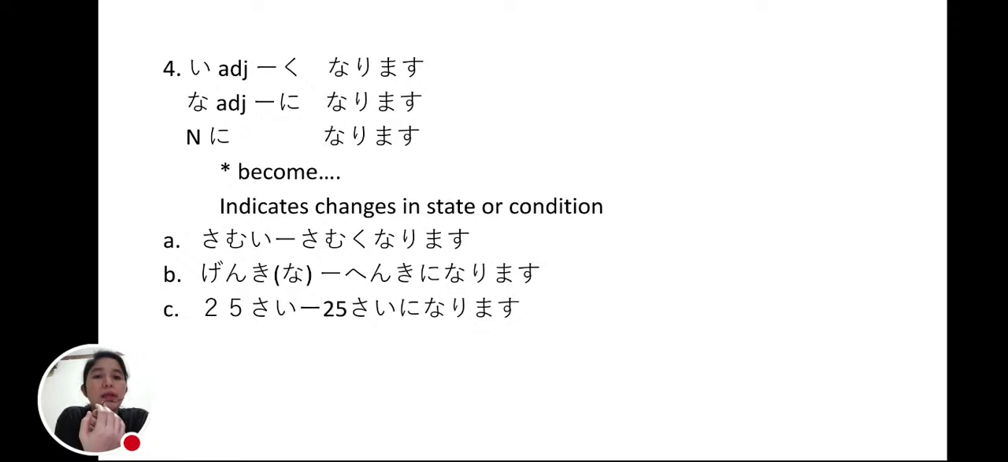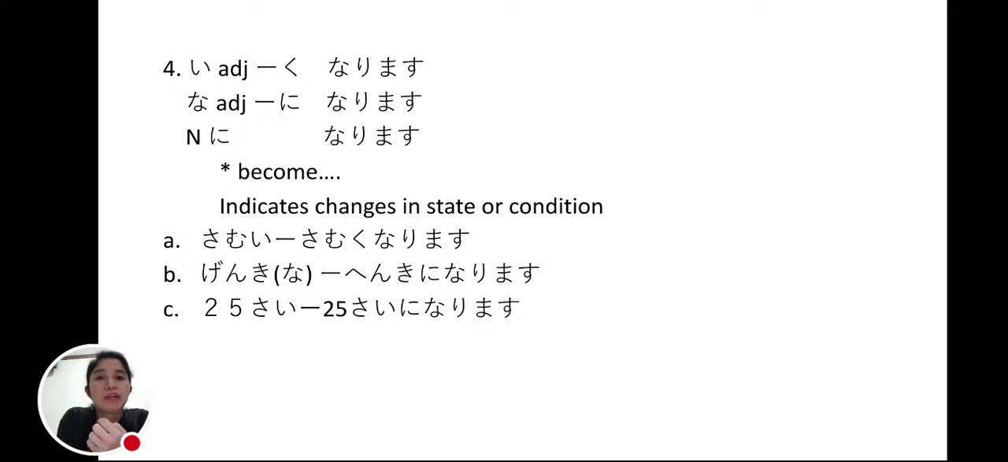First, A. Samui. Samui is an i adjective. So samui, we remove the i. So it will become samu, and then add ku narimasu. Samuku narimasu. Lumamig in Tagalog. Samuku narimasu. Get cold. So change in state or condition.